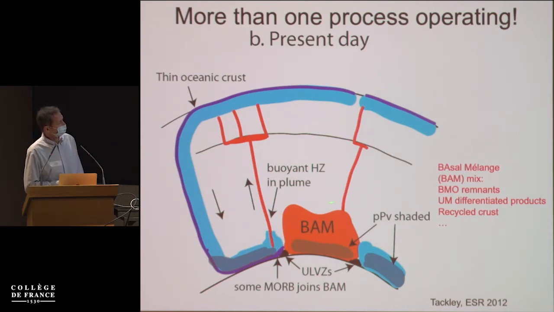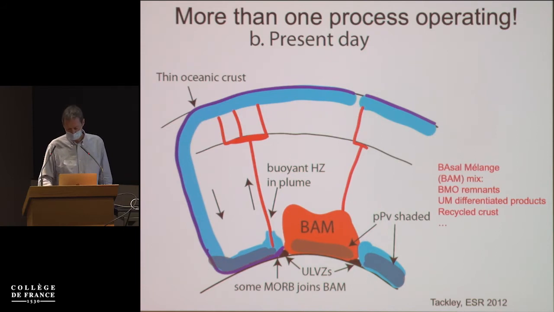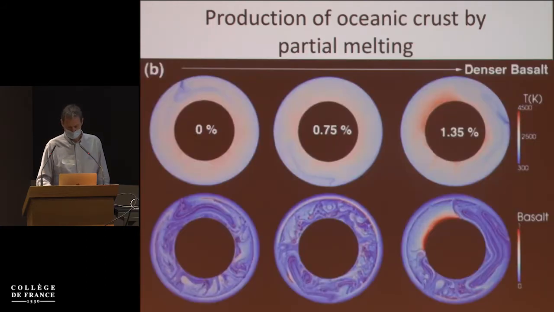And then fast forward to the present day, this mixture of materials that built up over time could explain the LLSVPs, and there's still ongoing differentiation associated with oceanic crust production and subduction.